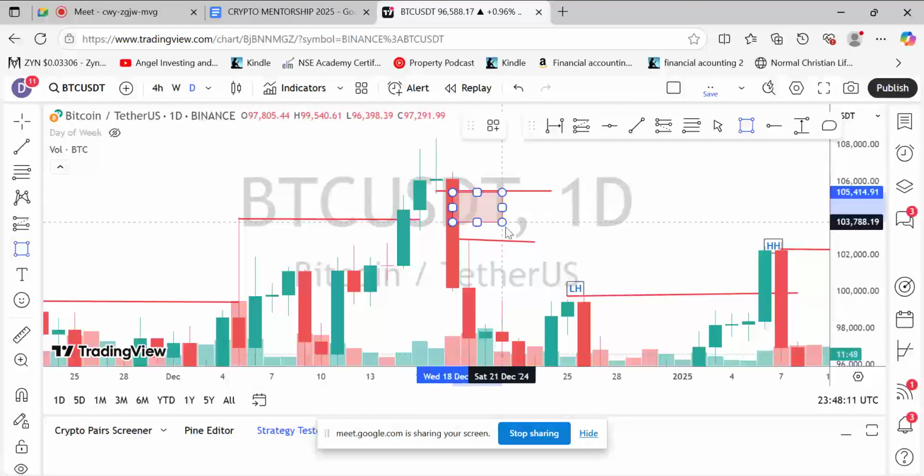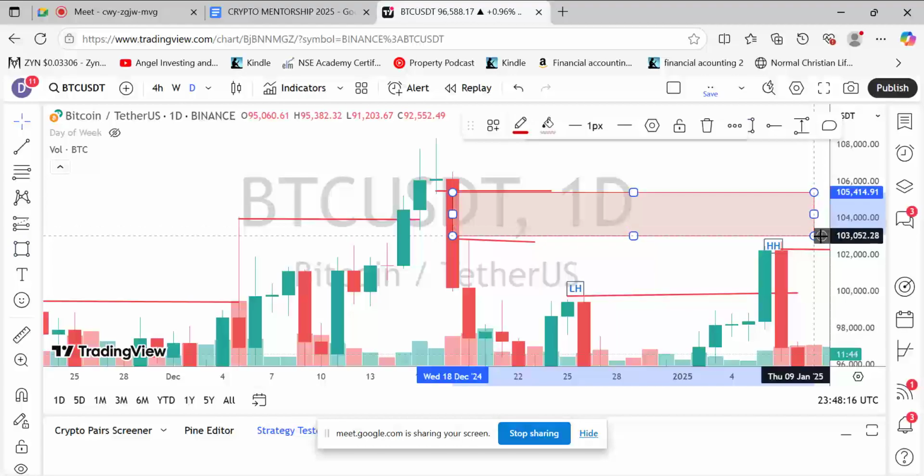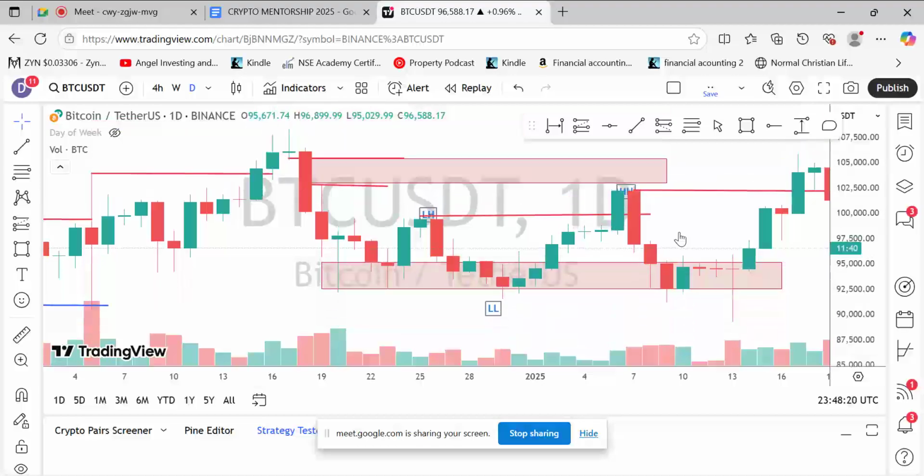This space here, mark it out. Market will come back to fill it. And how you know when the market is ready to come back to fill it is what I'm showing you now. That is the secret I'm showing you now.